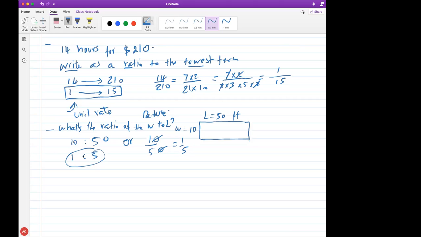So 1 to 5. This is the symbol of the ratio, the colon. We'll call this colon. Or we can use, like I said, the arrow. 1 to 5, they all mean the same thing.